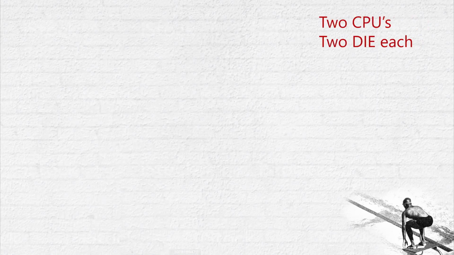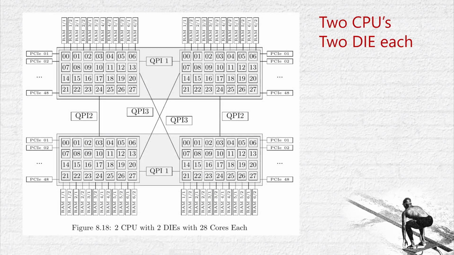If you have two CPUs and two dies each, that's the ones we talked about before, and you connect them, you are actually having a four CPU machine, and four CPU machines right now have no practical use. This is something you have to be very careful about.